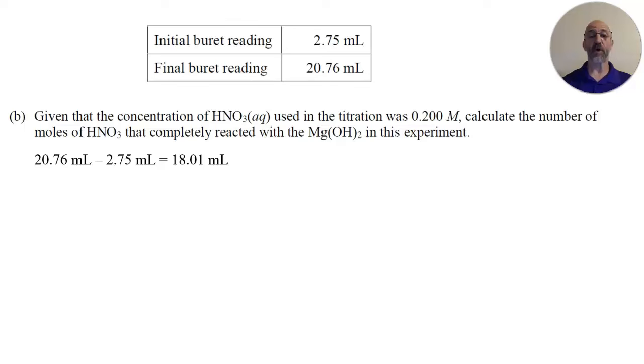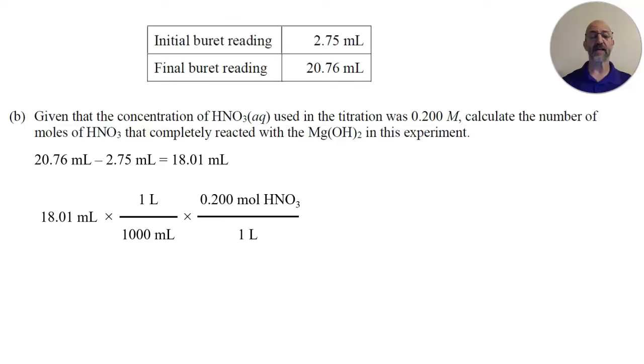Now remember, when you know the volume and the molarity, you can calculate the number of moles. So there's my volume, which is in units of milliliters. So I will divide by 1,000 to go from milliliters to liters, and then I will multiply by the molarity as a conversion factor, so 0.200 moles of nitric acid for every 1 liter. Now I will finish off with this problem. It's 0.003602 on my calculator when I did 18.01 divided by 1,000 times 0.2. But remember, there's going to be a connection with the stoichiometry to the next part.